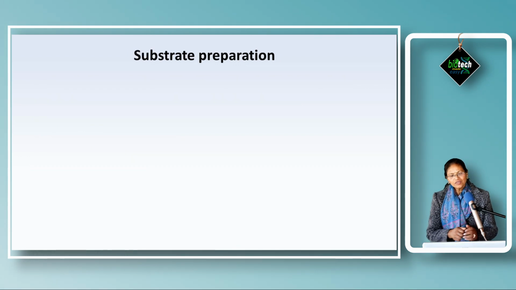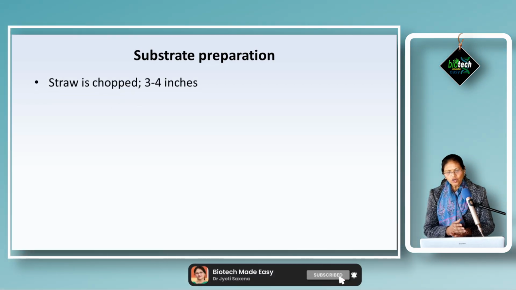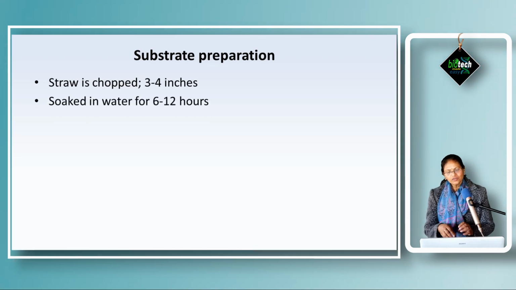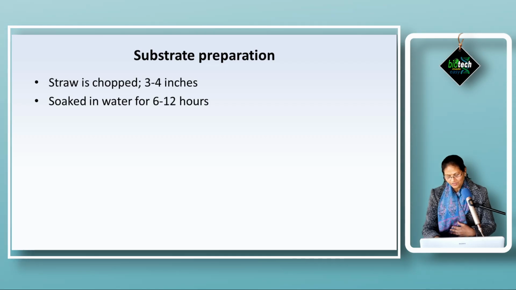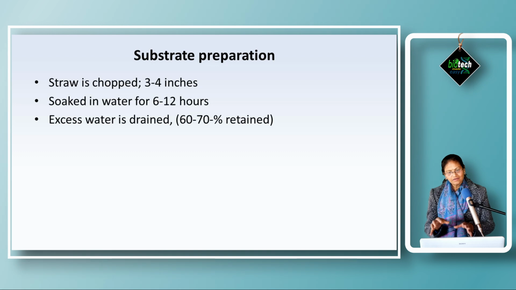Now let's see how the substrate preparation is done. So first we have to take the straw, that has to be chopped. 3 to 4 inches is good enough, and then it is soaked in the water for 6 to 12 hours, sometimes even more than that. And when we take the straw, it is very dry, so we have to do the soaking. That is very important, and excess water is drained. When you soak it for such a long time, there may be some water dripping, so that has to be drained, but 60 to 70% moisture should be retained.